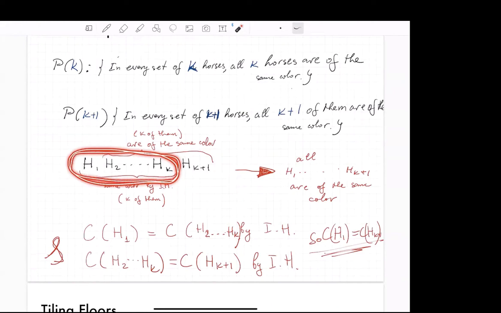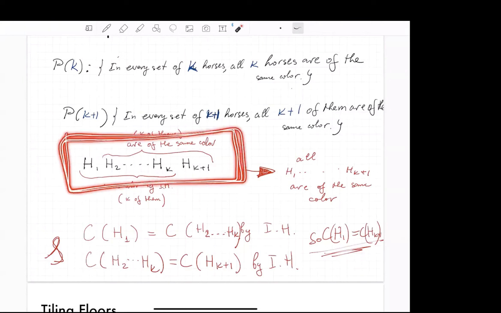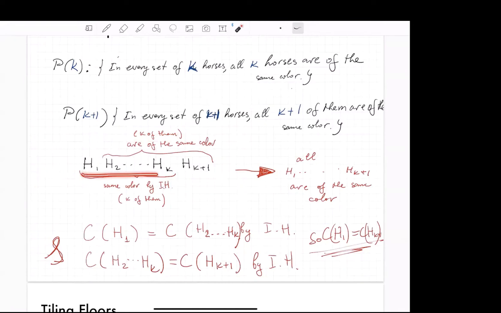Do I have k horses here? Yep. Okay. Do I have k plus 1 horses total with this overlap? Yep. Okay. So because these are of the same color and these are of the same color, and this guy is the same color as any one of these, it must be the same, and because this is of the same color as any one of these, this is the same color as these, and the same color as these. So k plus 1 horses have to be of the same color.